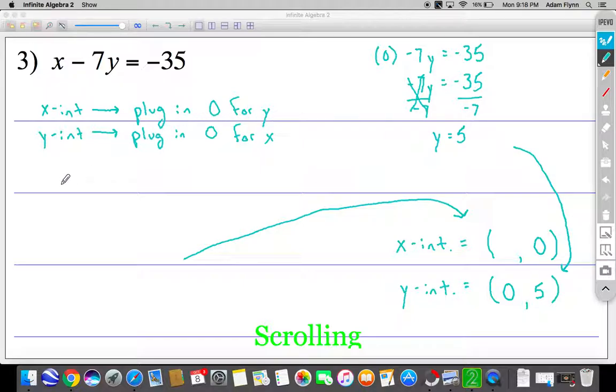Now if we're going to do the x-intercept, this one's an easier one. We're left with x minus 7 times 0 equals negative 35. So negative 7 times 0, that cancels. So we're left with x equals negative 35. And because the x is already alone, it has a coefficient of 1, we can take that negative 35 and plug it in over here. So this line crosses the x-axis at the point negative 35, 0.